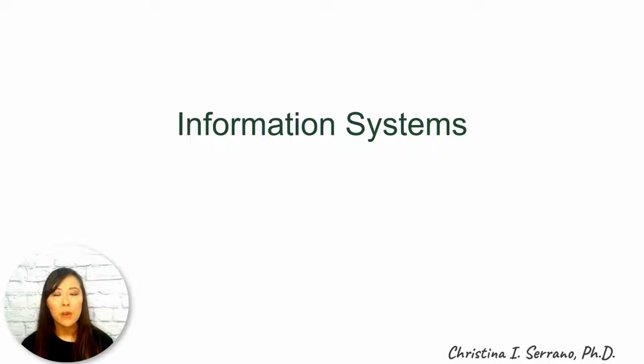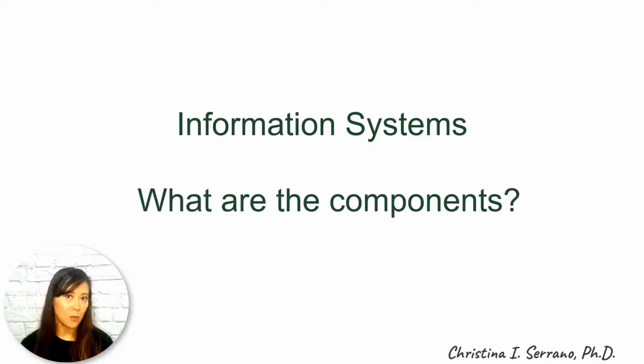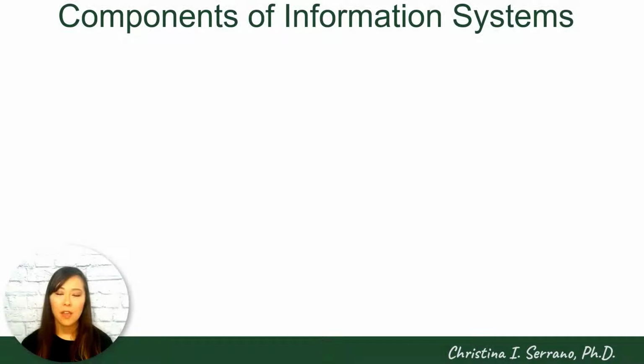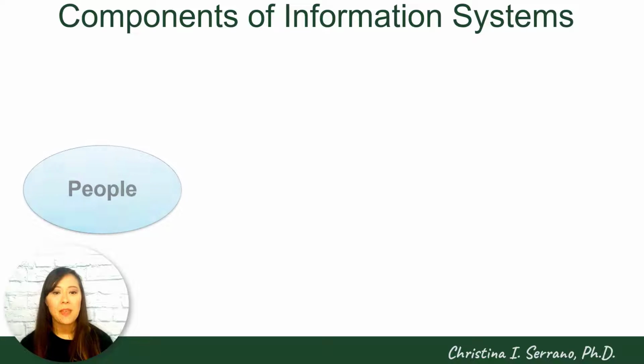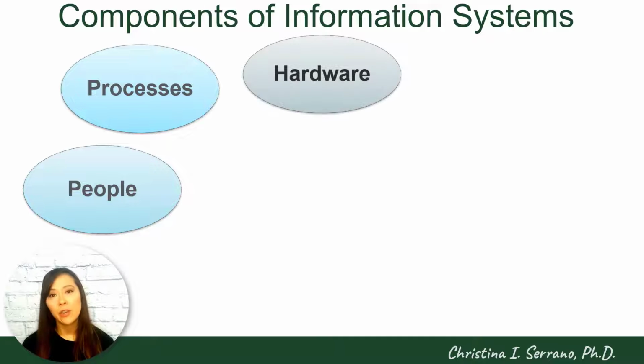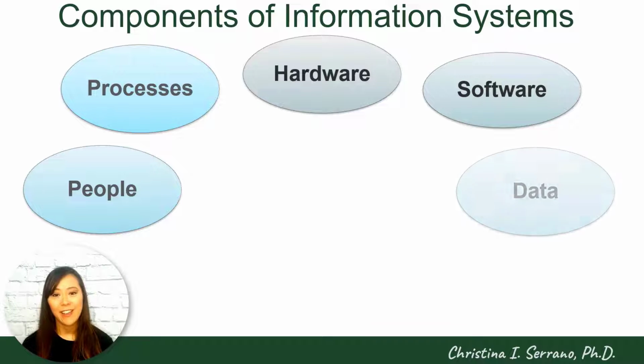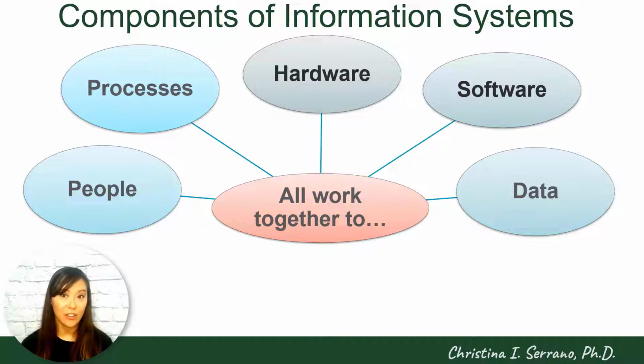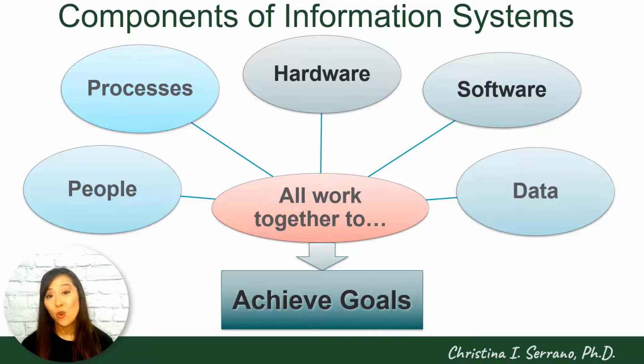So when we talk about information systems, what are the components that work together? There are 5 main components of information systems: people, processes, also called procedures, hardware, software, and data. And all 5 components work together to achieve goals.